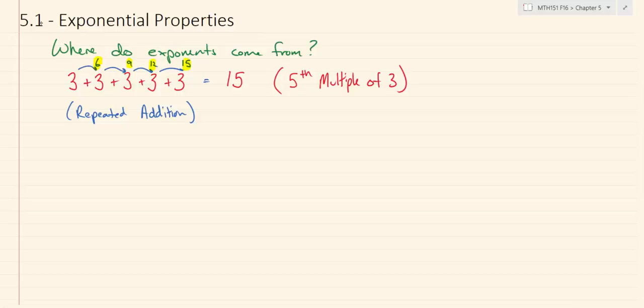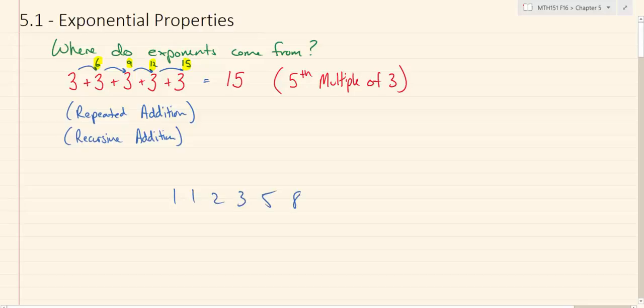This technique where you do repeated addition is called recursive addition. It means that you take the last number and do something to it to get the next number. 3 plus 3 is 6. 6 plus 3 is 9. 9 plus 3 is 12. Another recursive series is the Fibonacci sequence. So 1, 1, 2, 3, 5, 8.